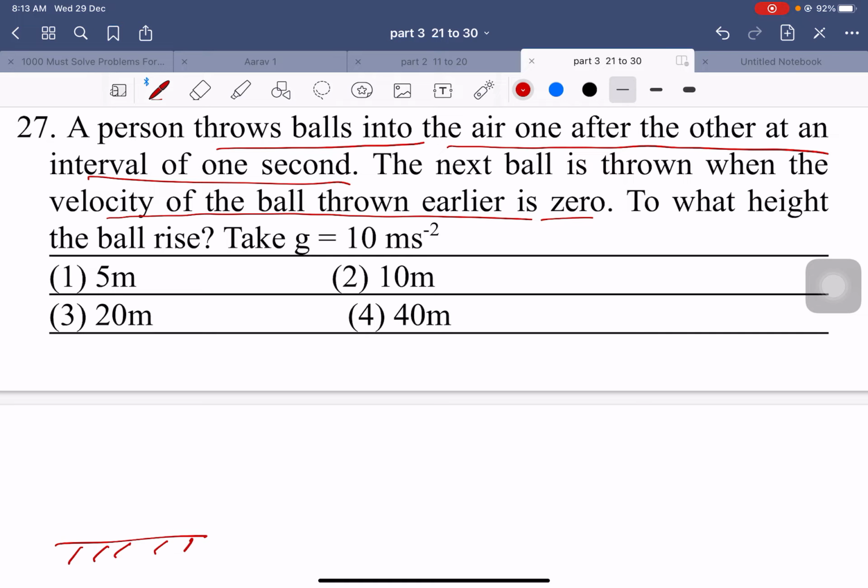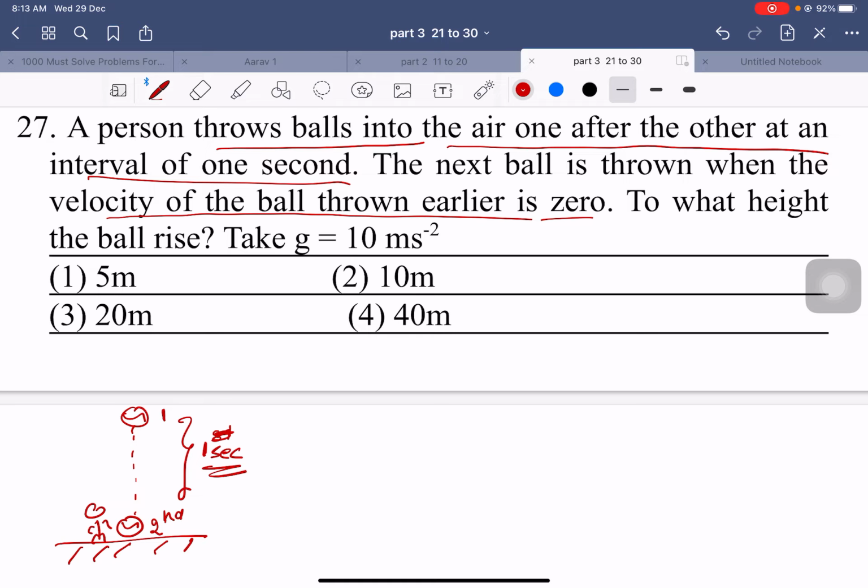Okay, the point they have given is that a person is throwing balls upwards at an interval of 1 second. Say the first ball is here. He throws the second ball after an interval of 1 second.